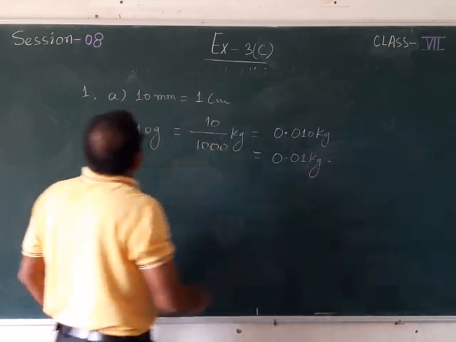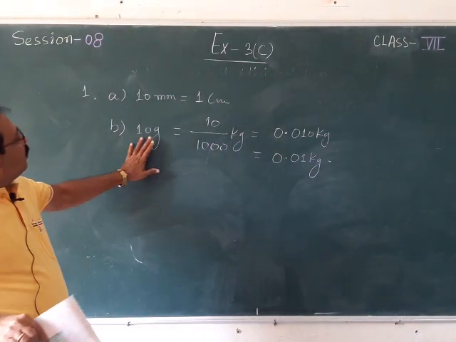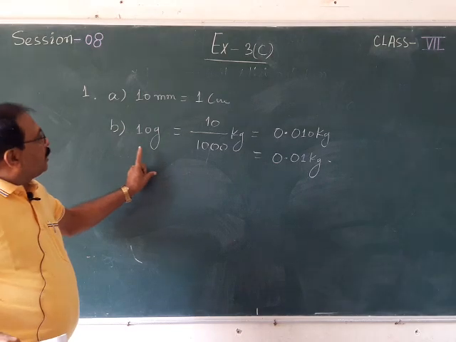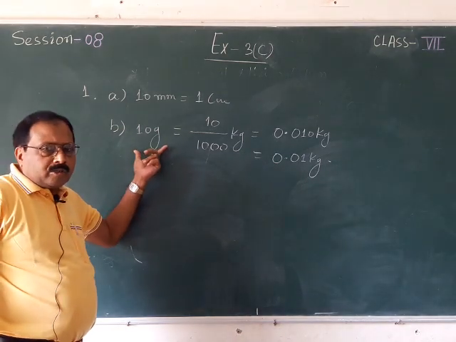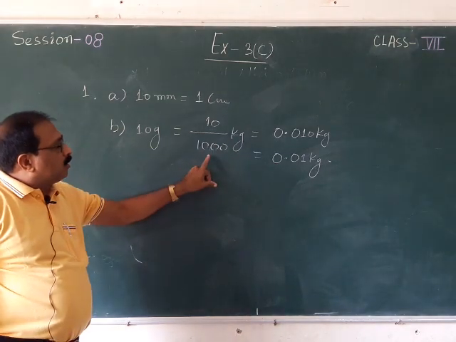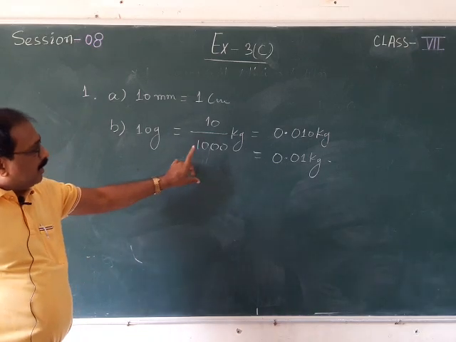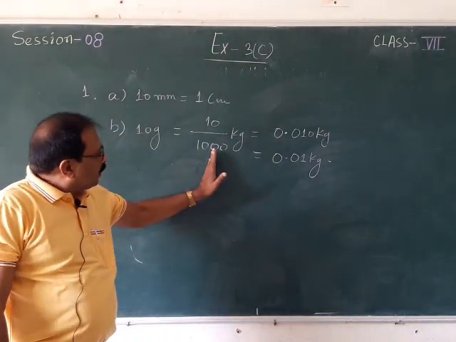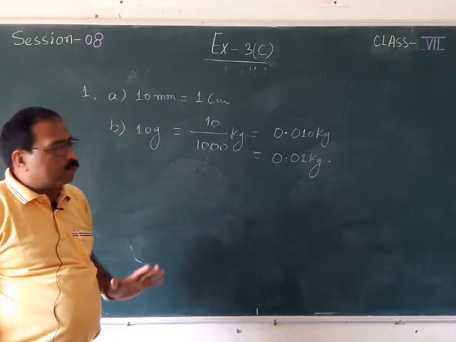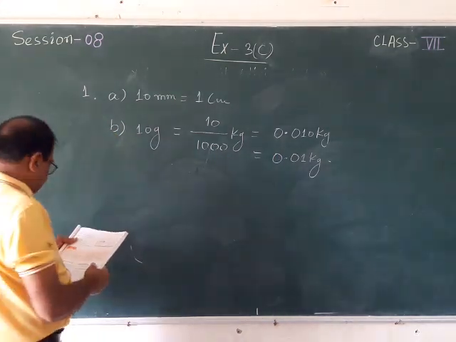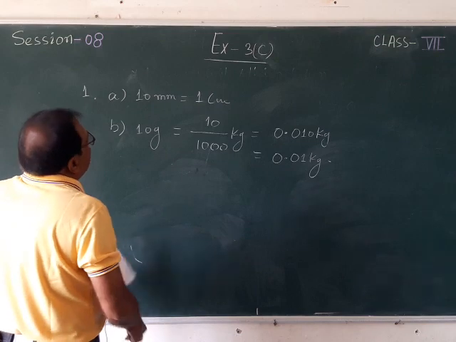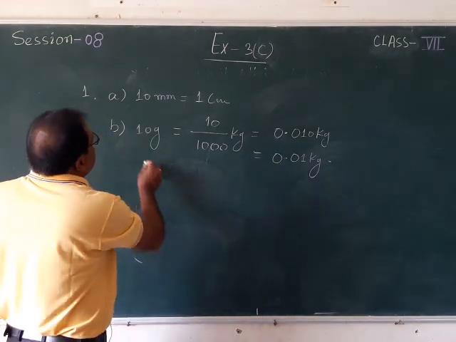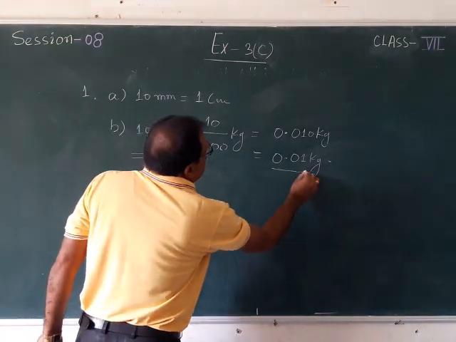Here, as you know, 1 kg means 1000 grams. So if you want to change gram into kilogram, you need to divide by 1000, and then your answer will come 0.01 kg. Here I have also shown a few working steps. You can also write the working steps, no problem, but if you want to write just the exact answer, then this is it.